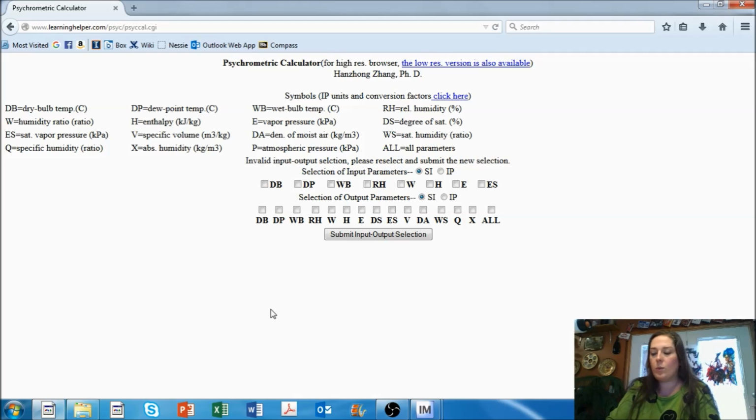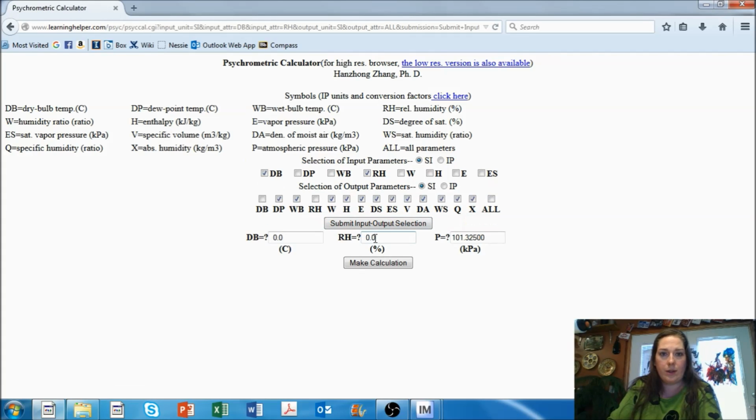Alright, so this is one of the links that I gave you on the wiki, and this is a psychrometric calculator that was created by Dr. Richard Gates and one of his former students, Dr. Hanzong Zhang. And it's a pretty simple, low-tech in terms of being pretty with the interface, but very nice coding behind it. Calculator, and so you select your inputs. We're going to put in dry bulb temperature and relative humidity, and we're going to use SI units, and we'll just say we want it to output everything. So we select our inputs and our outputs.